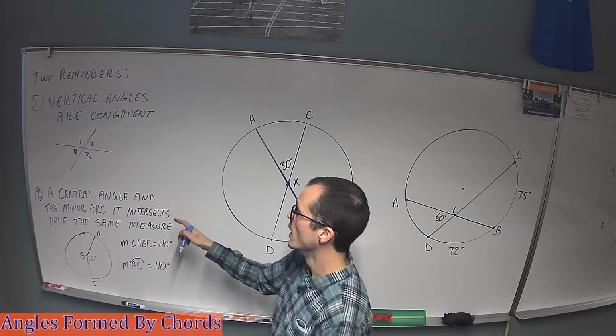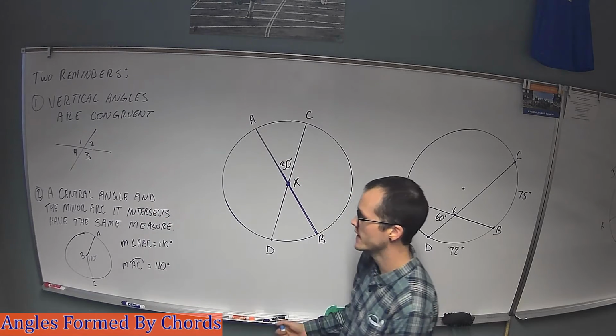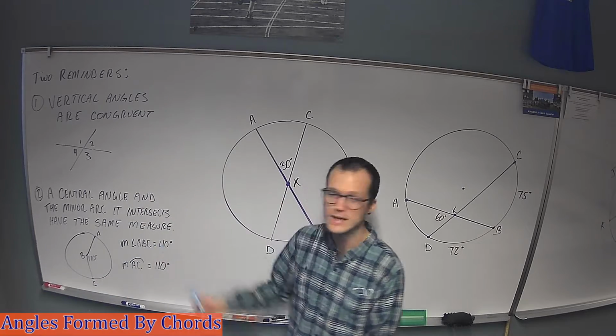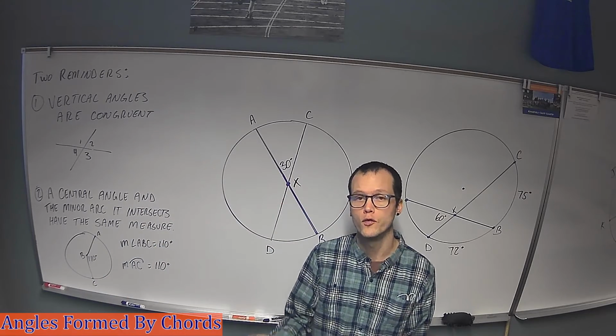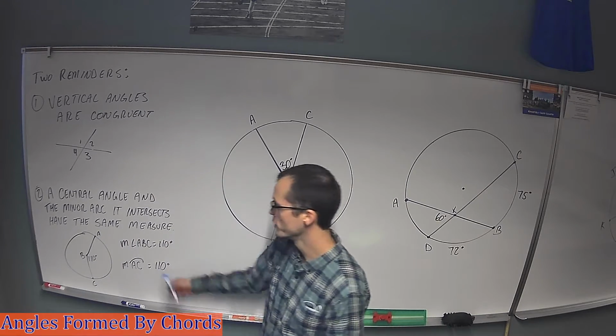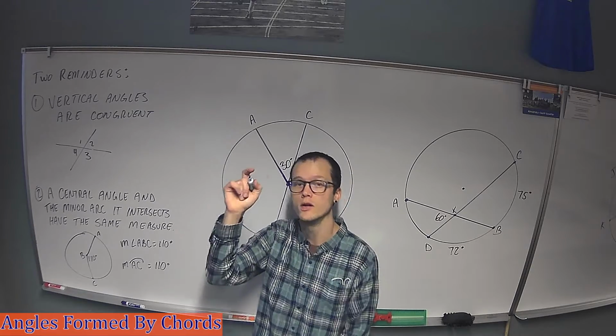Next reminder, this one's fairly recent. A central angle and a minor arc it intersects have the same exact measure. So in this case, angle ABC, that's the central angle. It's given to us that that's 110 degrees. So if we were asked what's the measure of arc AC, we would say it's also 110 degrees. That's something we learned in a previous lesson. Check out that video if that is news to you.